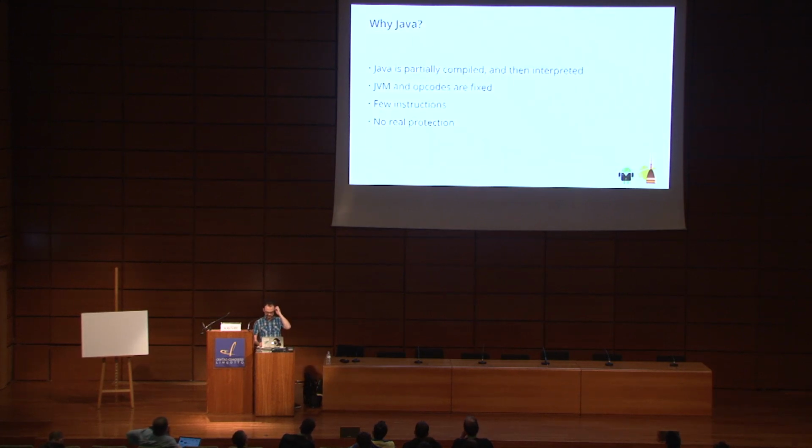Why Java? Well, Java is partially compiled and then interpreted. The number of opcodes of the Java virtual machine is fixed. That means they cannot be extended, and it's just a very limited number of instructions. There is no real protection against decompilation in Java, not only Android, but also Java applications. In one of the demos, I will show you with Dex2Jar how we can very easily convert an APK into a jar file and open it.